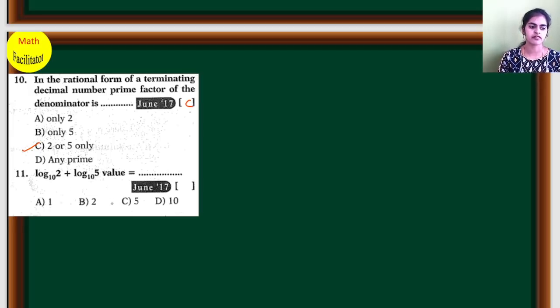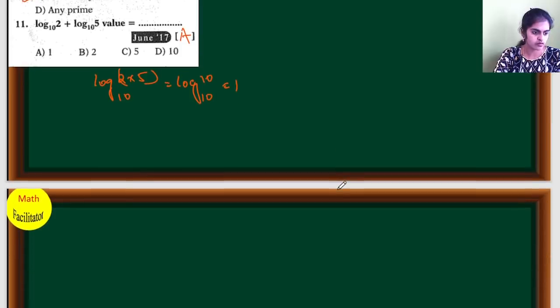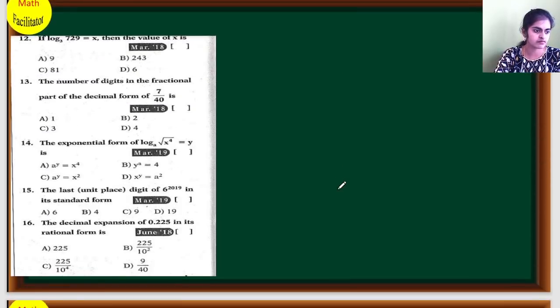Log 2 plus log 5. So it is like log A plus log B. You can write it as log of A into B to the base 10. So it is log 10 to the base 10, so it is 1. So option A is correct. Is it clear till here? Right? So let's proceed now.